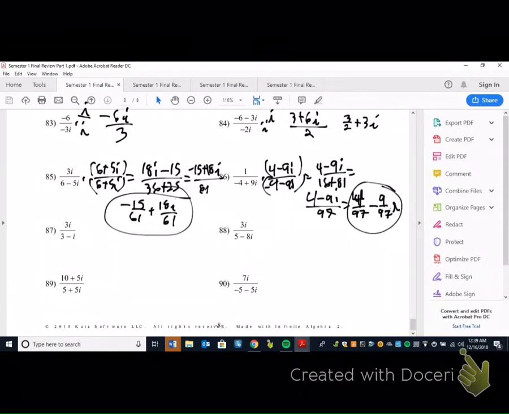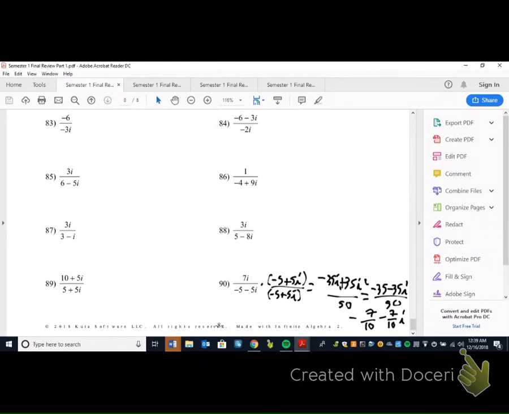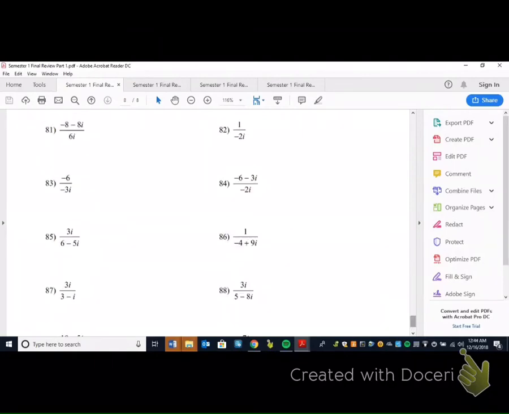Now remember that when we're doing these, we want to put them in complex form, which is a plus bi. So we always want to separate them out like that. That's what 85 and 86 look like. And that's the last 4. Or that's 87, 88, 89. And that's 90. Okay, so that's all 8 pages of part 1. So let's go on to part 2.